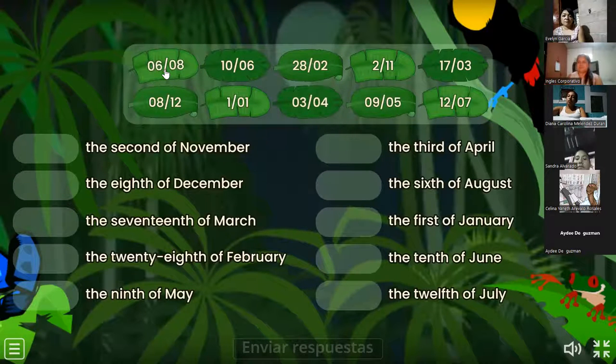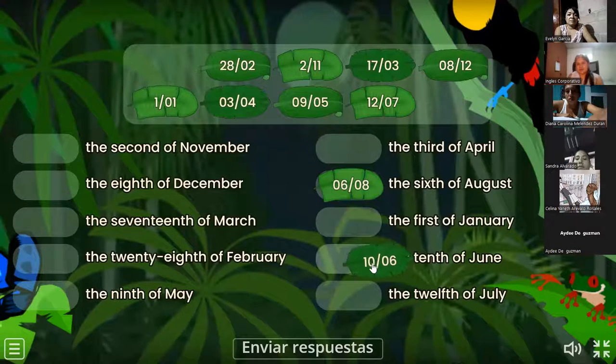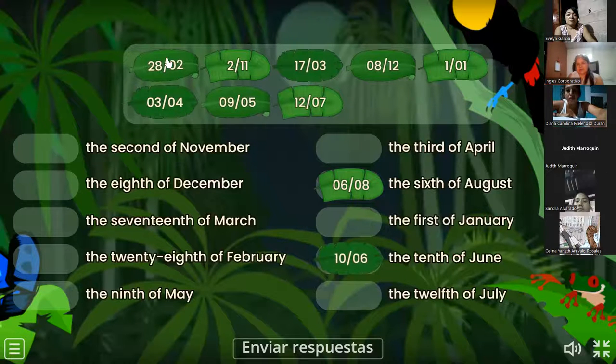Okay, the first one here, Evelyn, which one will be? The 6th of August. Okay, the 6th of August. Diana, the next, which one is? The 6th. Primero es el día y después el mes. Por eso. The 10th of June. Try to match the one that we have here with the ones that we have here, okay? Traten de buscarle la correcta, okay?